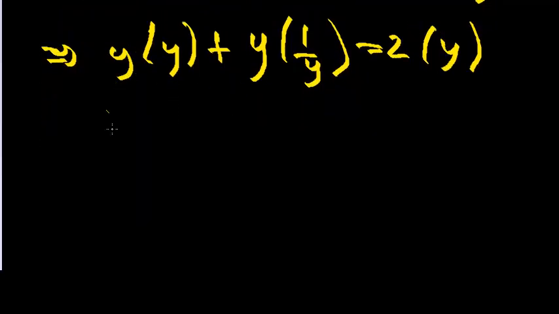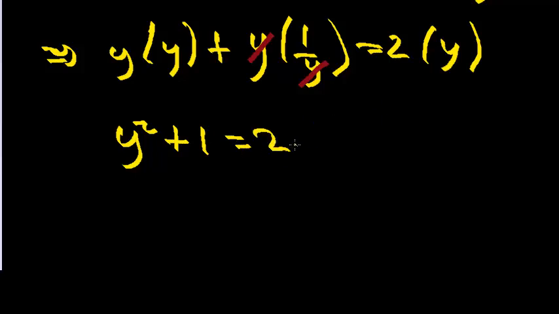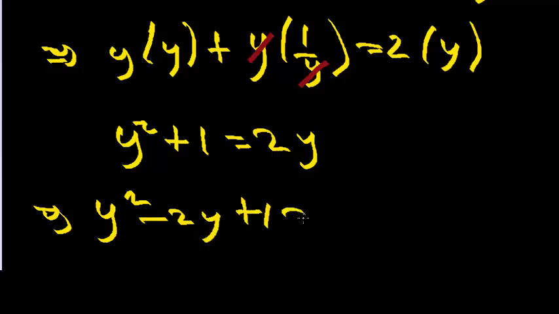Now from there I'm going to expand. So I get y times y is y squared. Then this y, since it's multiplication, is going to cancel the y in the denominator, and that will be 1. So I will have plus 1, then that is equal to 2y. So we can proceed by rewriting the equation, which is y squared minus 2y plus 1 equal to 0.